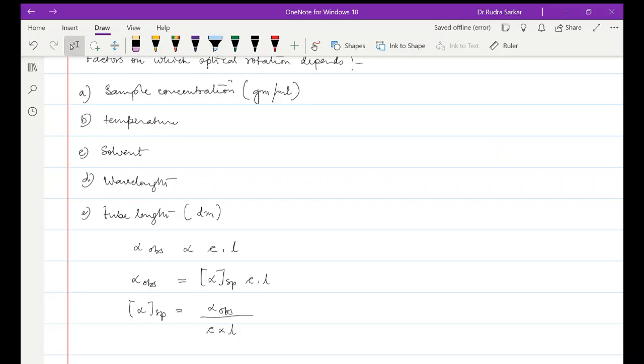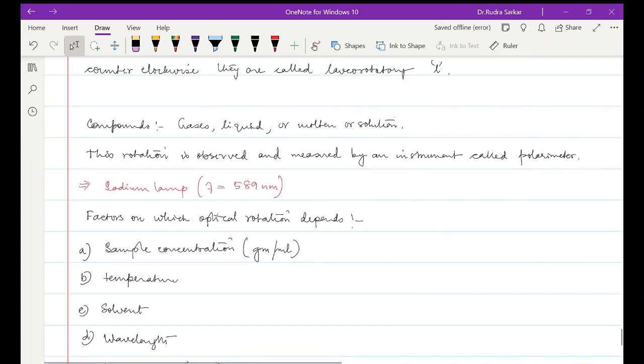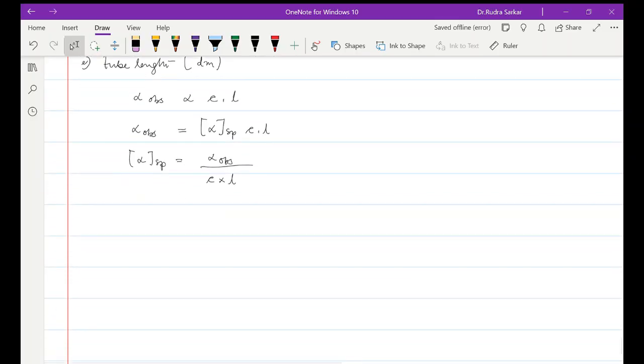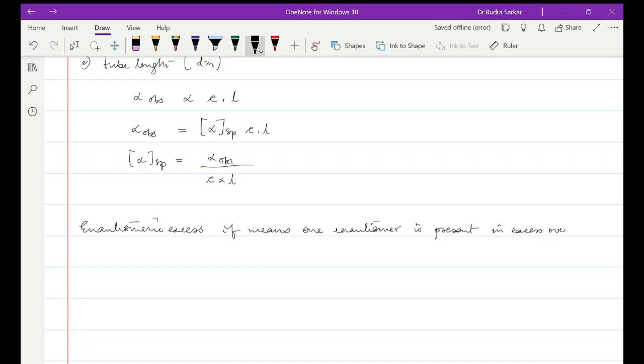Now a solution, as I had said before, when it contains equal amounts of dextro and levorotatory, is said to be a racemic mixture. Now, when one is present more than the other, we say the solution has enantiomeric excess. So when we say enantiomeric excess, it means one enantiomer is present in excess over the other.